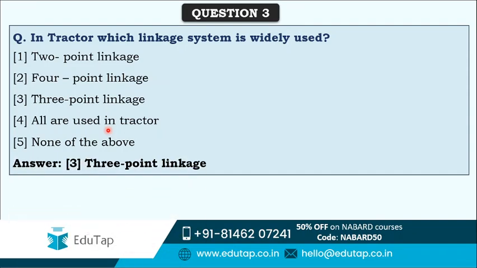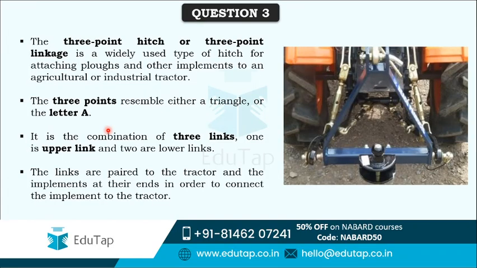Correct answer is option third, that is 3-point linkage. So 3-point linkage is the most used in the tractors. Now let's know what 3-point linkage means. So the 3-point hitch or 3-point linkage is a widely used type of hitch for attaching plows and other implements to an agricultural or industrial tractor.